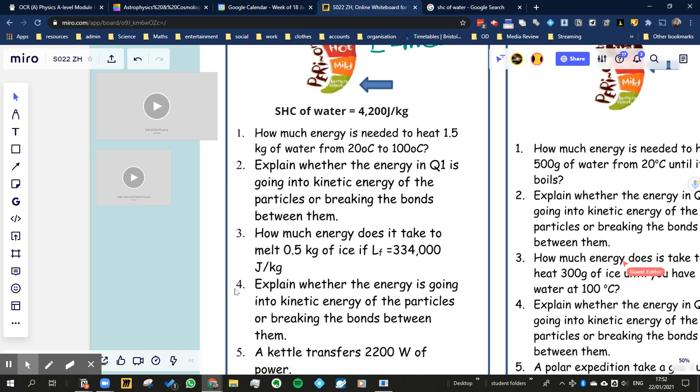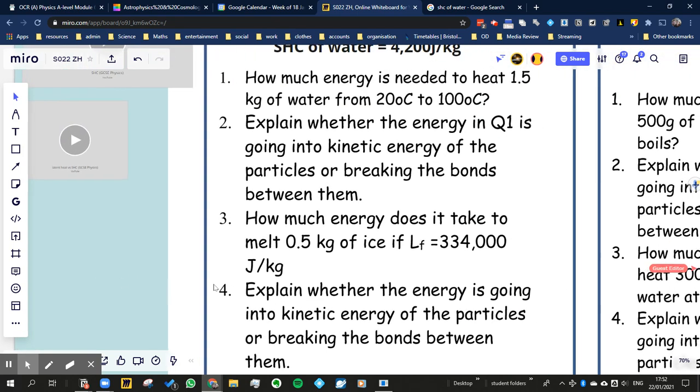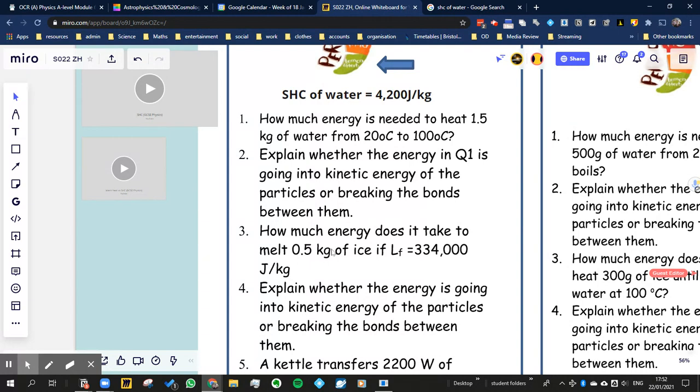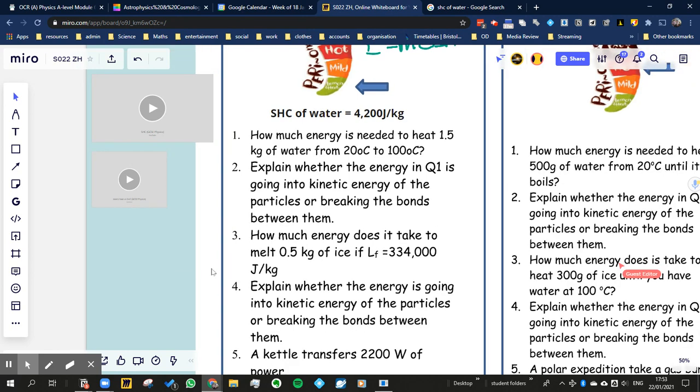So how much energy does it take to melt? This is now latent heat, and specifically it's latent heat of fusion. This little F means latent heat of fusion, and we're talking about the amount of energy to melt something, or the amount given off when something freezes.